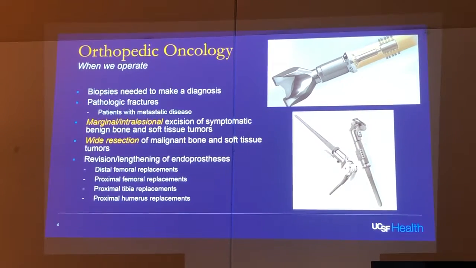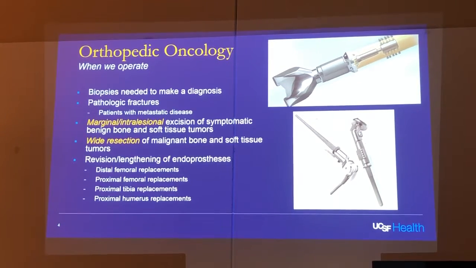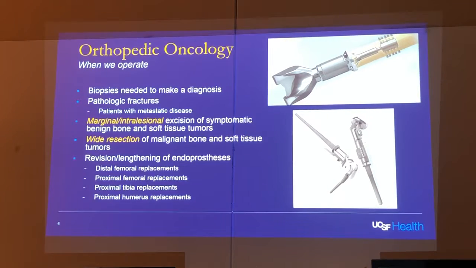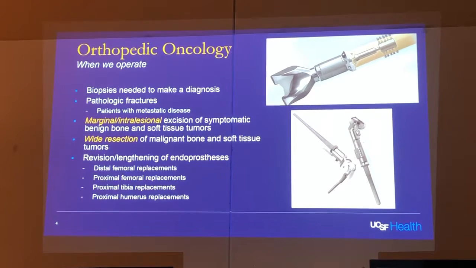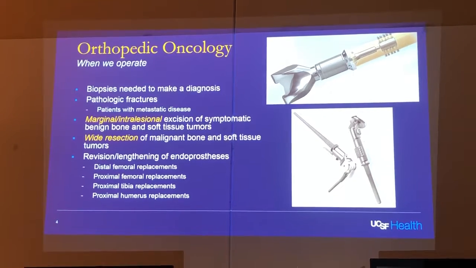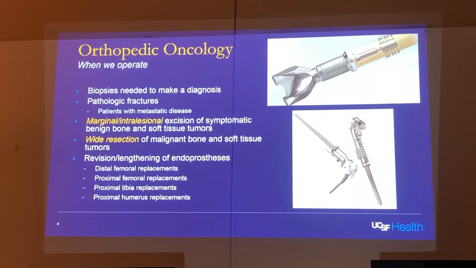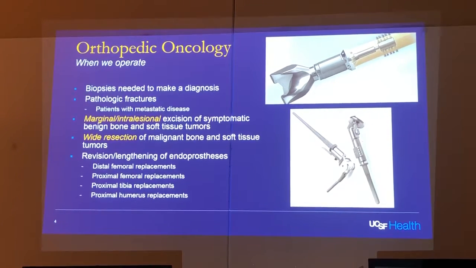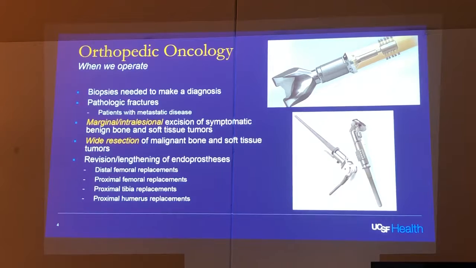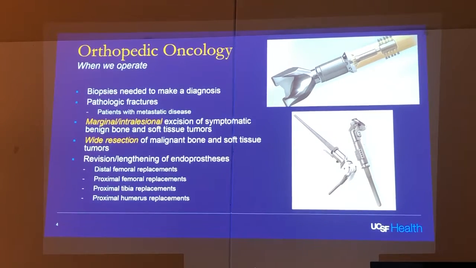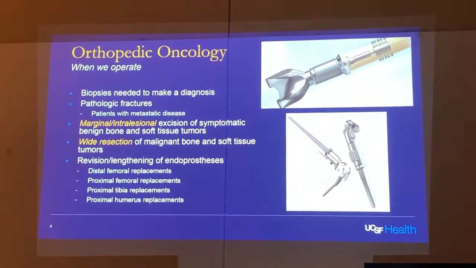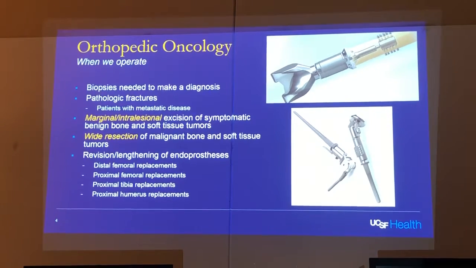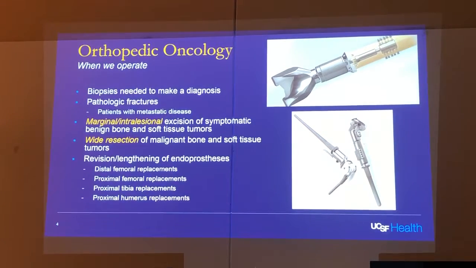And then the types of resection. We'll do something called marginal or intralesional excision of tumors that are benign. And that means we're just operating inside or right on the tumor. But for malignant tumors, whether they're bone or soft tissue, we're often doing a wide resection. So we're not just taking the tumor, but we're taking normal tissue outside of it. And those surgeries are generally much more involved because we're resecting more. The other category that you'll see is either revision or lengthening of prostheses, or using these to reconstruct the defects we leave behind.